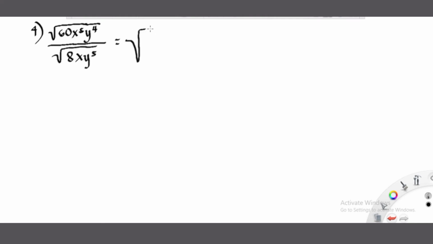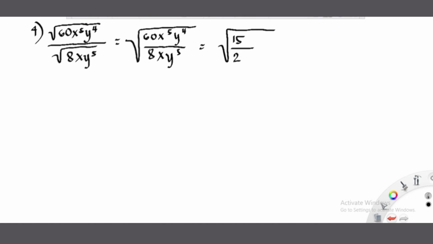Example number 4. If we have the square root of 60x to the 5th power y to the 4th power, divided by, or all over, the square root of 8xy to the 5th power. Following the quotient rule, we can write this as the square root of, let's copy, 60x to the 5th power y to the 4th power all over 8xy to the 5th power. So 60 over 8, if we simplify this, will be 15 over 2.